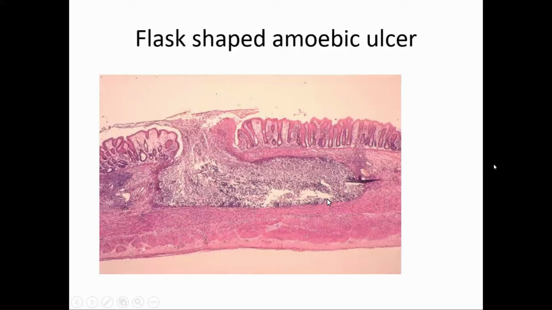So this is a flask-shaped ulcer, and the trophozoites will be in the wall here, not in the center of the ulcer. This will be exudate, the necrotic tissue which has been digested by the proteolytic enzyme secreted by the trophozoite. So they form the ulcer by breaking down the tissue with proteolytic enzymes, and they are found at the edges here, not in the center.